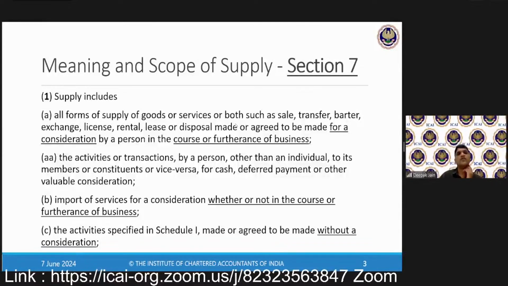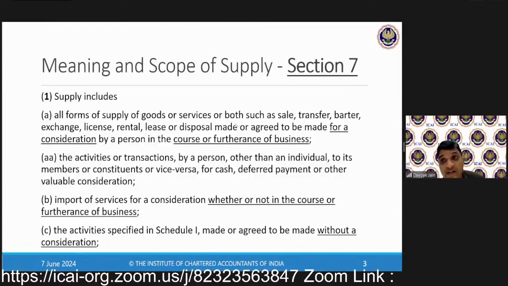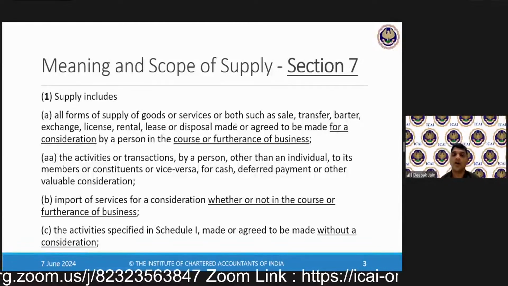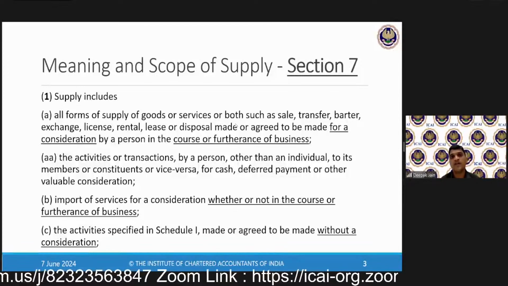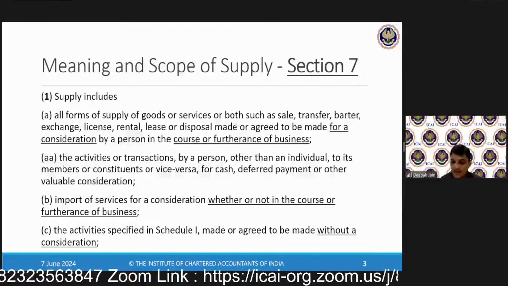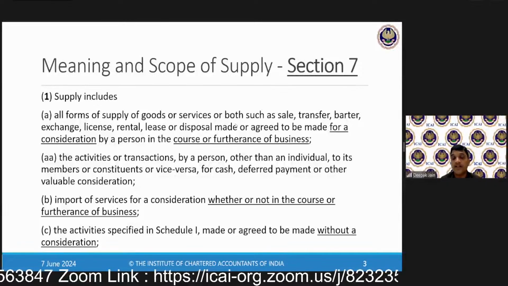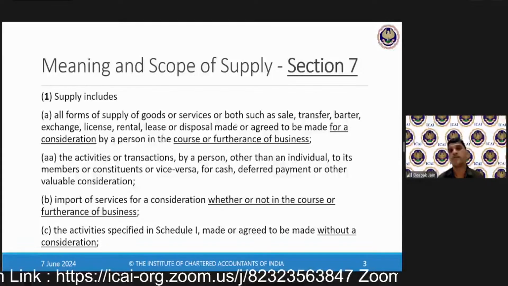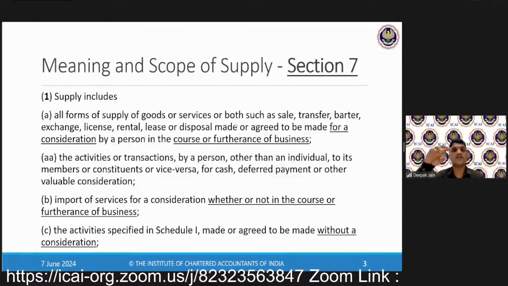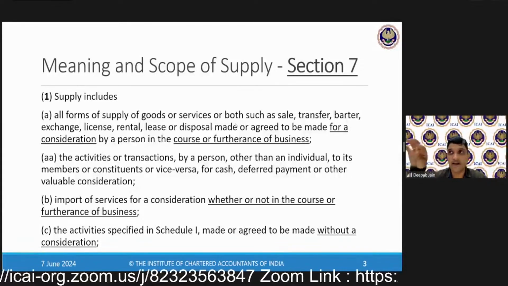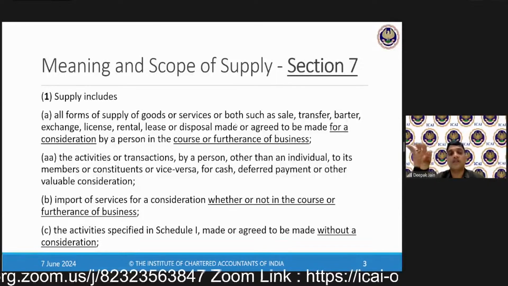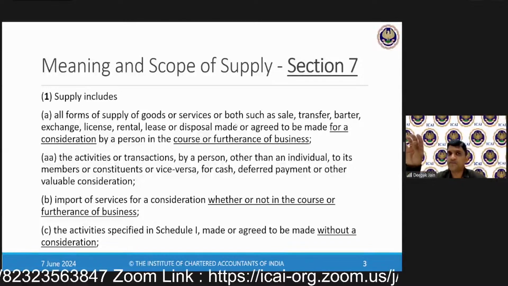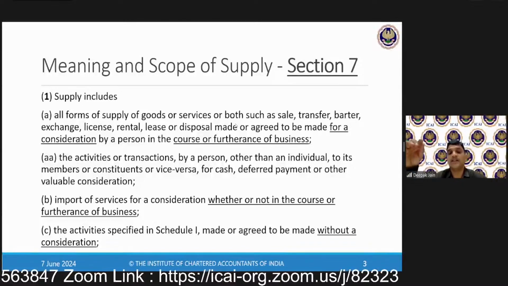Okay, I will tell you why there is a special mention of supply and a separate definition is given of the term supply under section 7, because section 7 doesn't only say that it is a definition of supply. The heading of section 7 is the scope of supply, which means supply is very predominant. So it just cannot be defined in a subsection of the main section 2. It needs a detailed breakdown of the definition.